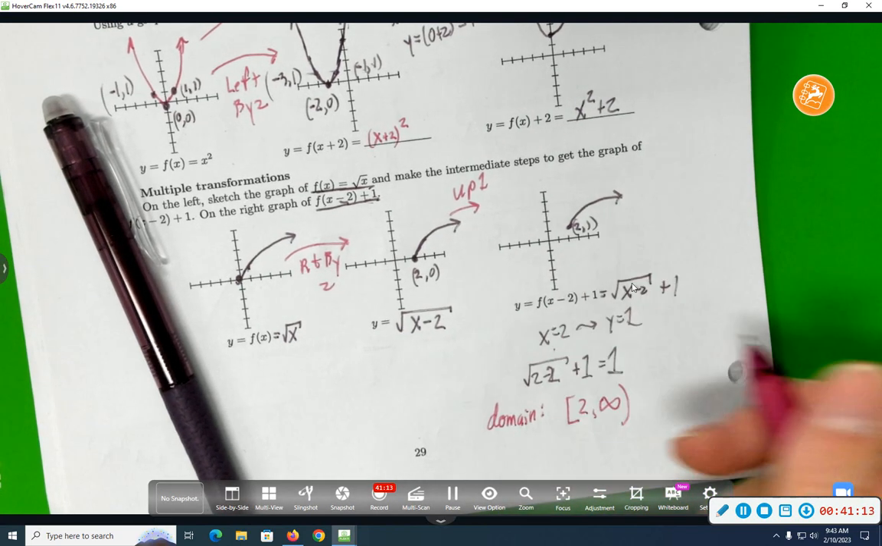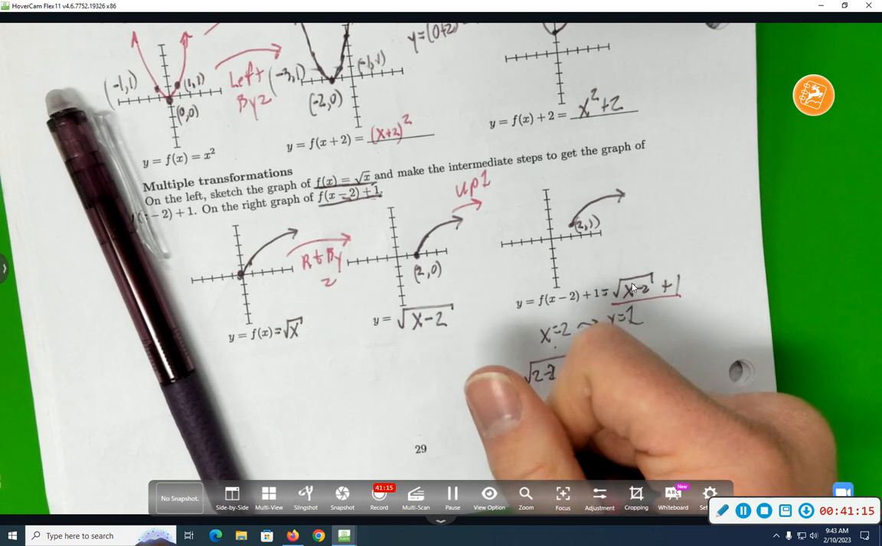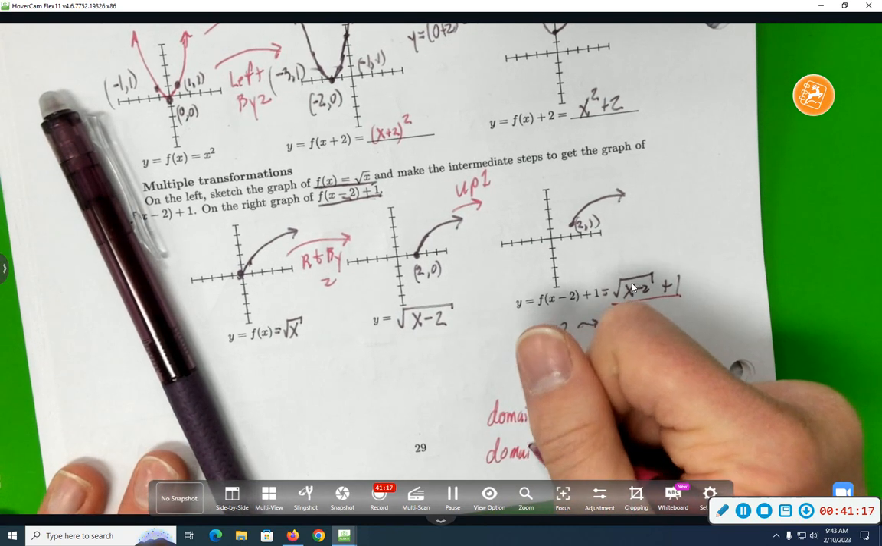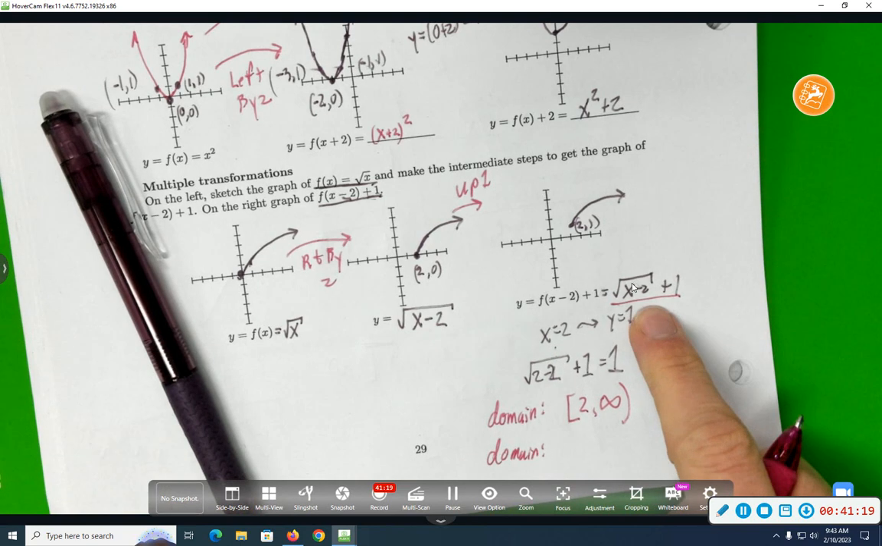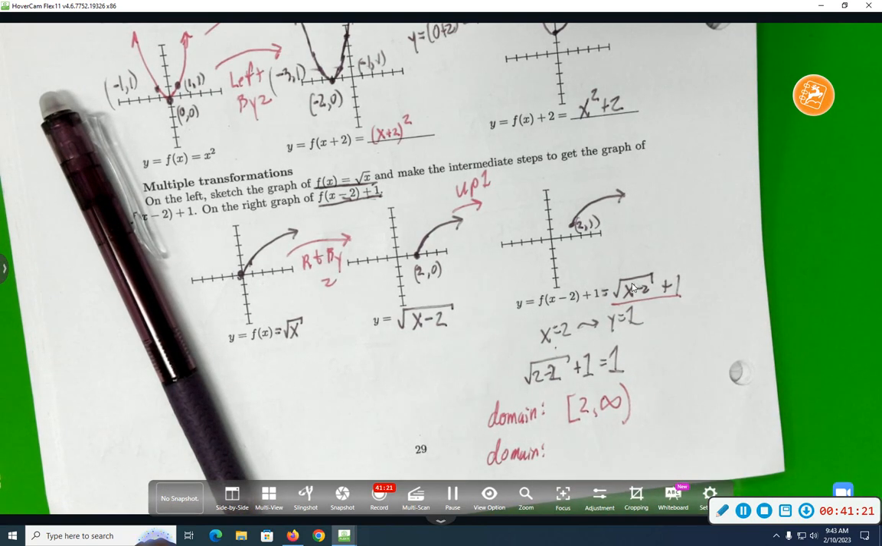Let's also compute the domain from this formula. Let's look at that formula: square root of x minus 2, plus 1. The only thing I see there that could screw up the domain is the square root. What types of things are you allowed to see inside the square root? Only positive numbers or 0. So the thing inside the square root has to be bigger than or equal to 0.